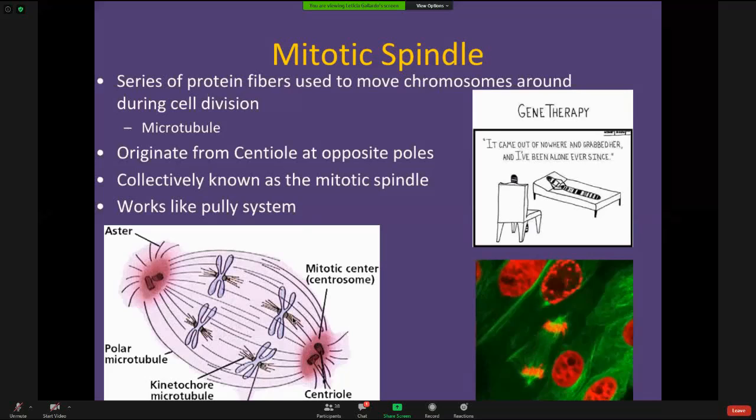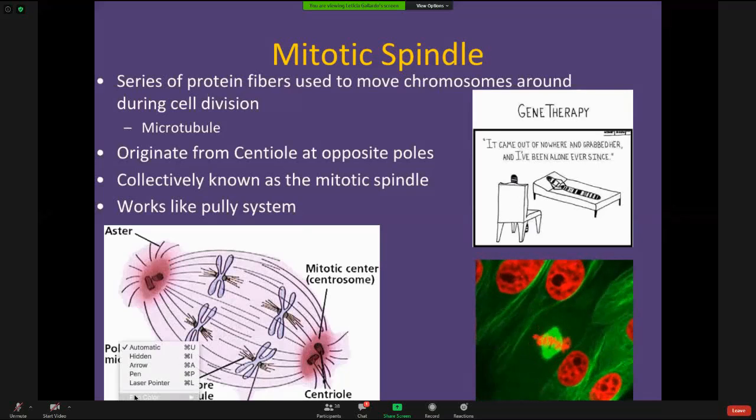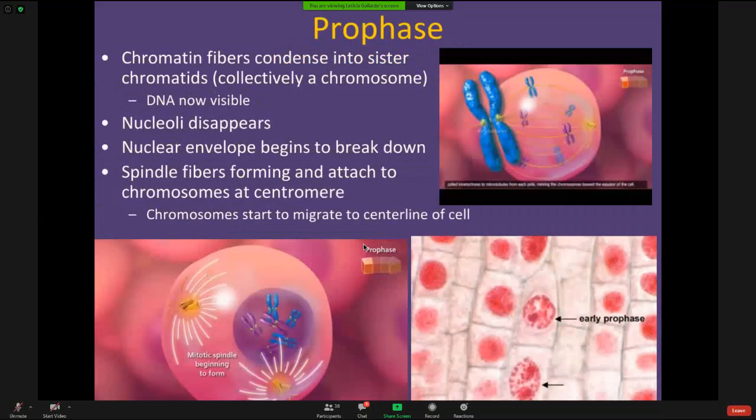It's going to be growing from either end of the cell, and a protein strand from one end is going to attach to a pair of sister chromatids, and a protein strand from the opposite end is going to attach to each sister chromatid bundle. And that's then going to act like a pulley system to move those chromosomes around and then eventually pull the sister chromatids apart. Okay. All right. So mitotic spindle, critical for this process to work.